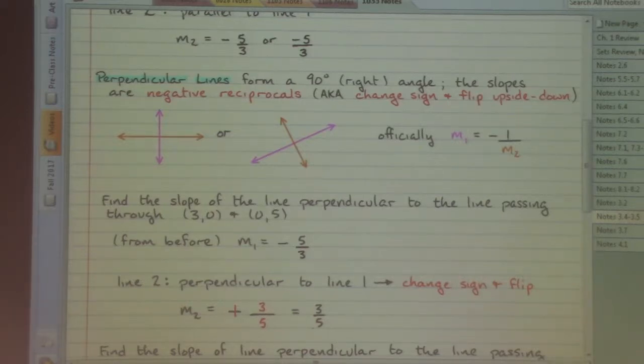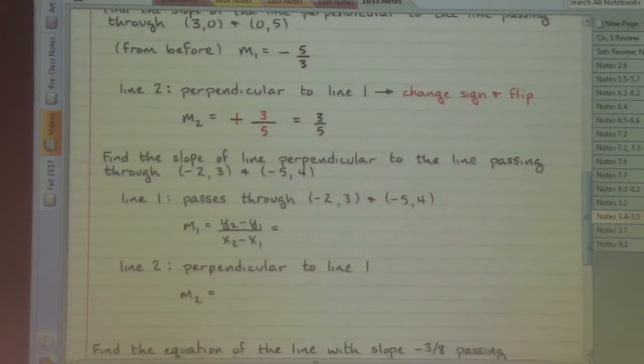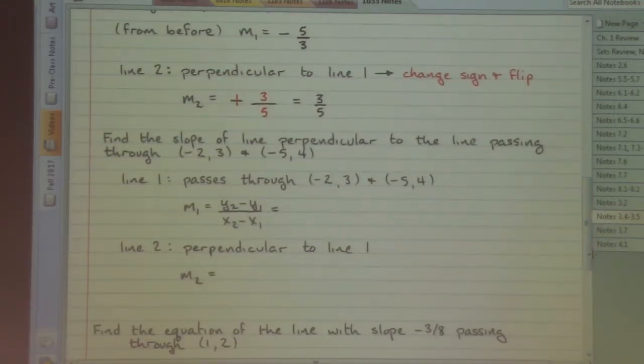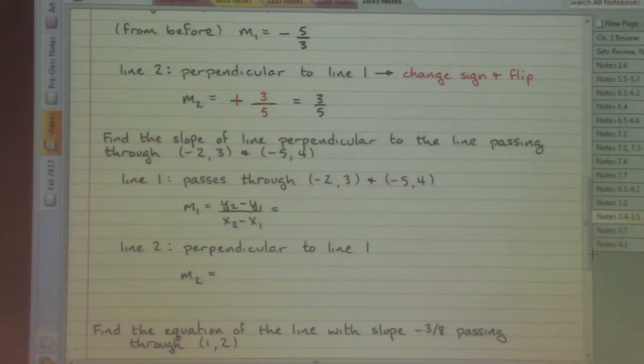With those relationships, we can actually go ahead and bring back in finding equations of lines as well, which we'll do in just a minute. Just to go ahead and hit that perpendicular business one more time. They've given us a pair of points. That's going to be line number 1 passing through those particular points. If we take the more natural sort of assignment here, the first point is the -2, 3. The second point is the -5, 4.